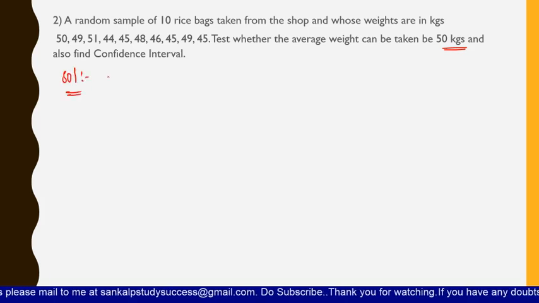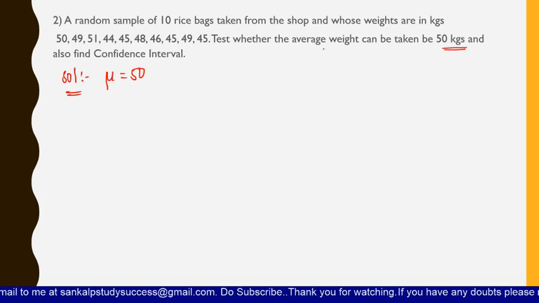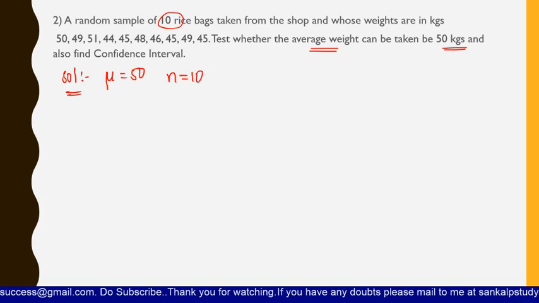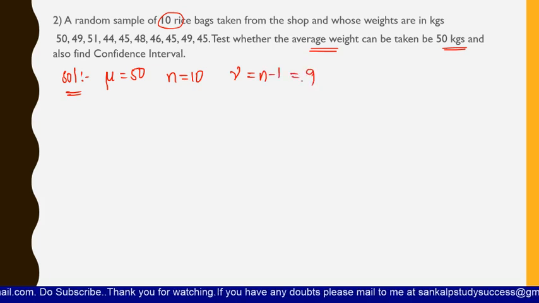Solution. First of all, here mu is equal to 50 kgs, because it is the average weight. Now there are a total of 10 bags. That means it is the n value, right? The n value is less than 30. That's the reason we are applying the T distribution here. If the n value is 10, then what will be nu, which is n minus 1? That is 10 minus 1, which is 9.